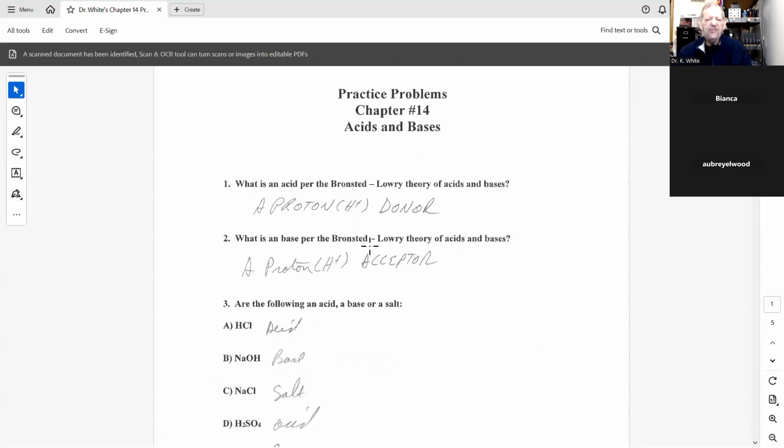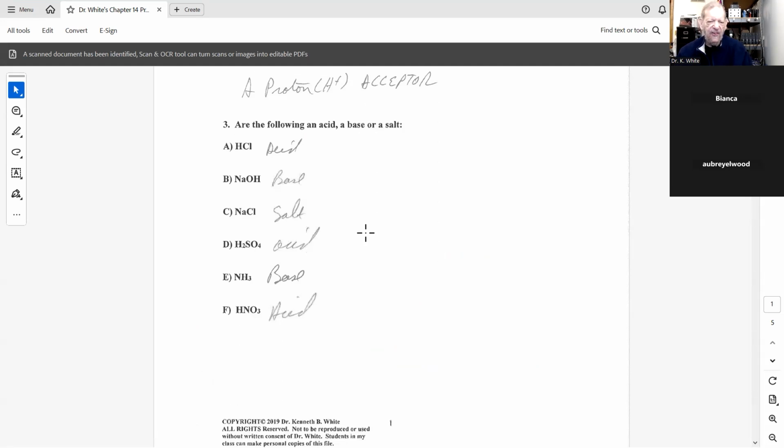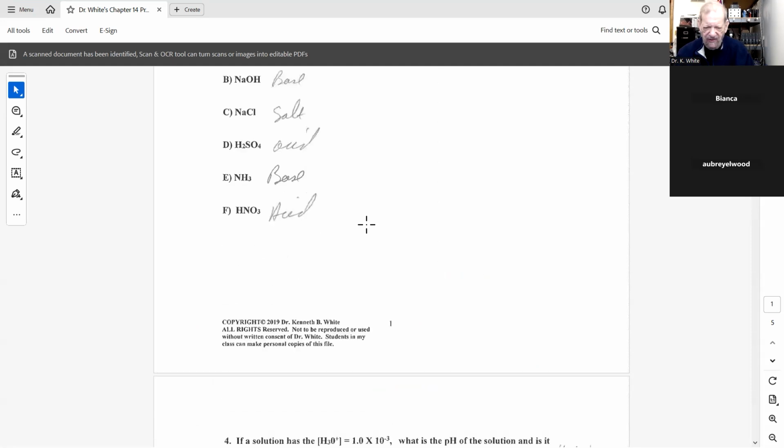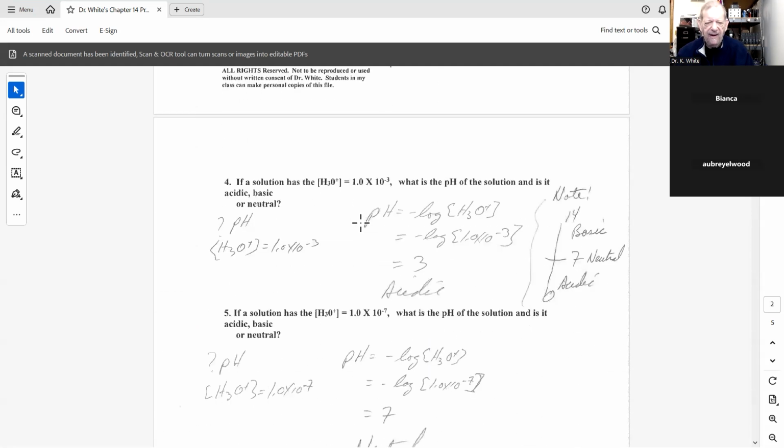All right, here's chapter 14, practice problems. And notice I have here identified the following as acid, base, etc. You can go look at it at your own leisure. Now, let's look at number 4. If a solution has the hydronium ion concentration, H3O plus in brackets, of 1.0 times 10 to the minus 3, what is the pH of that solution? And is it acidic, basic, or neutral?